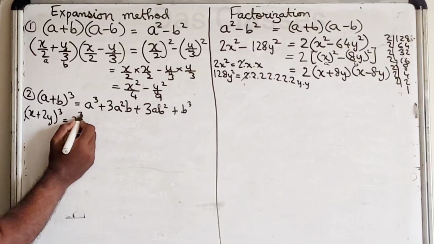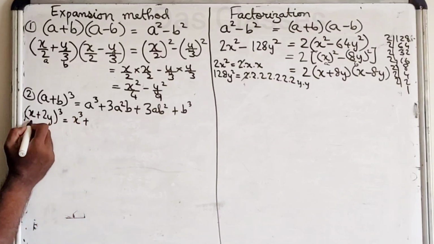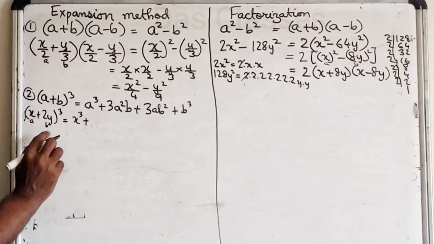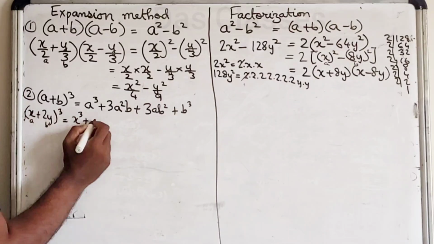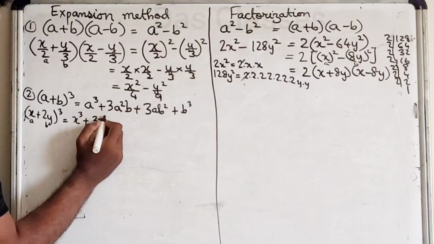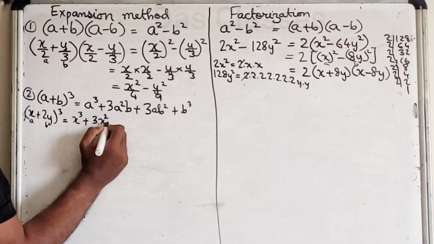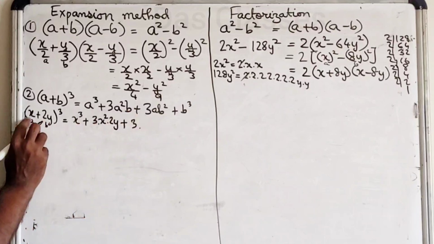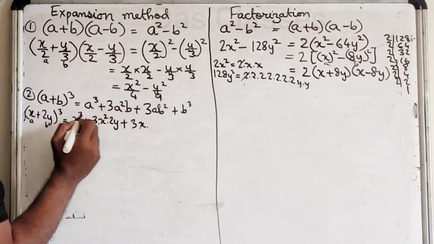First term's cube, x cube plus, this is the a thing and this is the b thing, a cube. So x cube, it's only one term, so we have not put a bracket. Then there's a 3a, again x, and the square of it, that is x square. B is 2y, plus 3a. A is x, b is 2y.